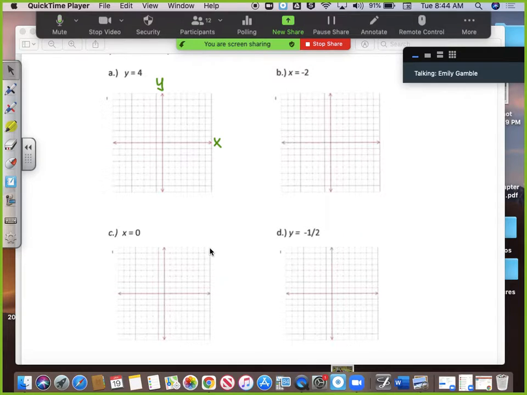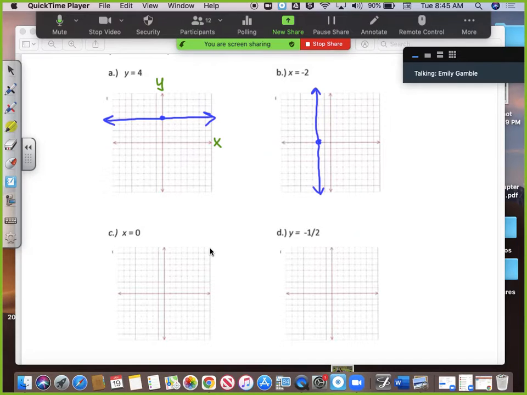All right, so let's start with the first one, y equals 4. As you can see from the explanation above, anytime it's y equals, it's a horizontal line. On the y-axis, you will find 4: 1, 2, 3, 4. You will make a point there. And then you will make a horizontal line because this is a line with a 0 slope. Whereas x equals is a vertical line. So on the x-axis, you find -2 and make a point, and then you make your line vertical like this.